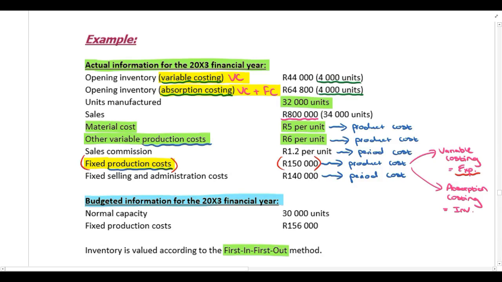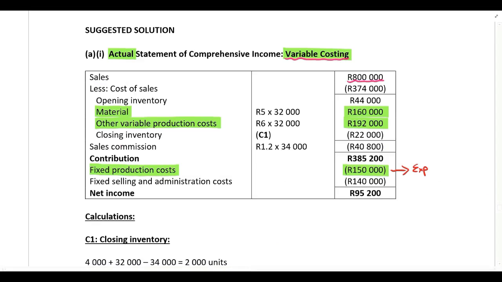If you go back to the information provided in the question, you are not required to perform any calculation for opening inventory. Opening inventory has been given for variable costing purposes. We have a value of 44,000 Rand. So you can just include that over there in your calculation. However, we are going to have to calculate the value of closing inventory.